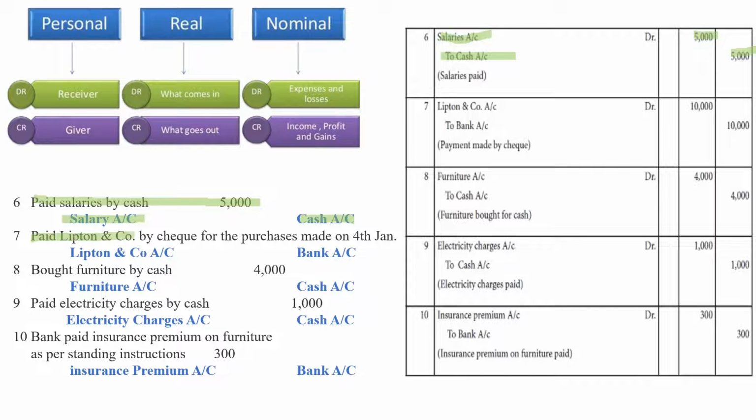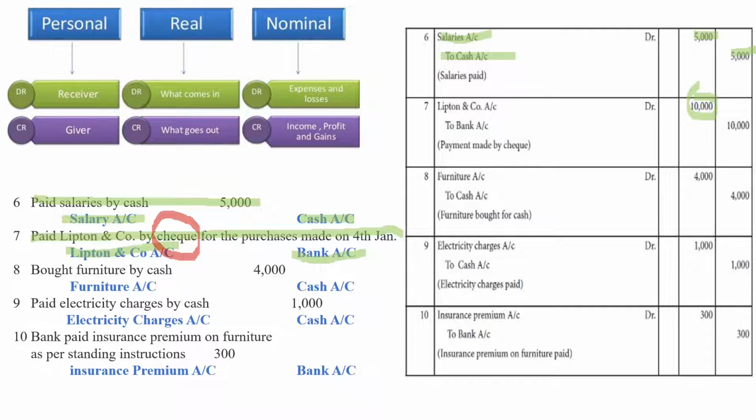Paid Lepton and Co. by check for the purchases made on 4th June. On 4th June, we had some purchases from Lepton and Co. and the amount was 10,000. Here they have not mentioned because the amount is clear as it is $10,000. Two accounts are affected, Lepton and Co. account and bank account. Why? Because this transaction was made by check. Here we see check is here. That's why when the name of check is mentioned, it means that you did not pay. Your bank paid instead of you.